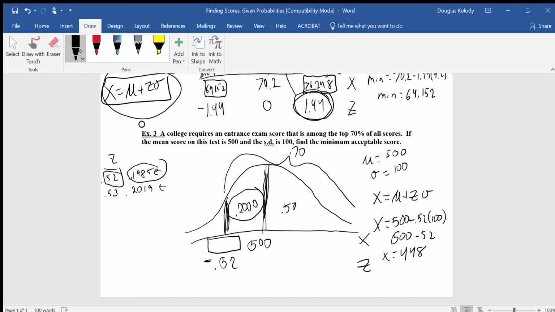And ladies and gents, if you haven't figured it out yet, these are SAT scores with a mean of 500 and a standard deviation of 100. So to get into this particular school, you need at least an SAT score of 448 to get in. And that, my friends, is the end of this lesson. You are using your Z table backwards. You are looking up an area to then find the Z-score that matches that area most closely. Then you're using that Z-score and plugging it into the Z-score formula and solving for X. All right, if you have any questions, message me.